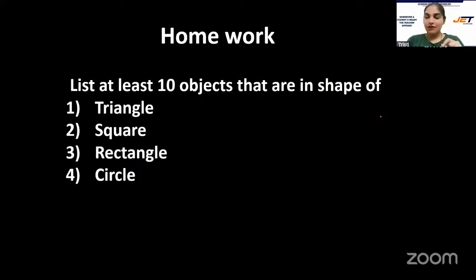Now, after this session, what you are supposed to do, you have to list at least 10 objects that are in shape of triangle, like 10 for triangle, 10 for square, 10 for rectangle, and 10 for circle. That means 10 times 4, 40. You have to write about 40 objects. So that's your homework.